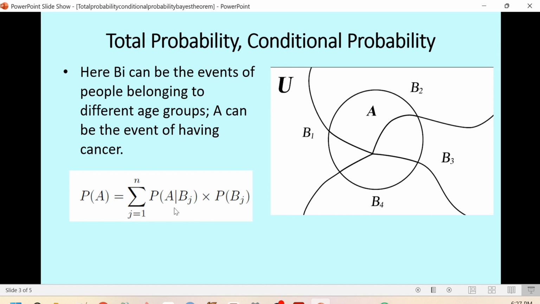And this is the conditional probability. So conditional probability is the probability of A given we know the people belong to this group, right? So this is the conditional probability. And this is the probability of Bj, and this is the probability of A given Bj. So we use the total probability and the conditional probability to get the probability of A.